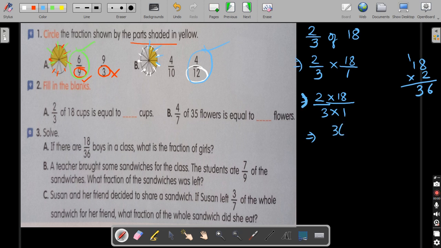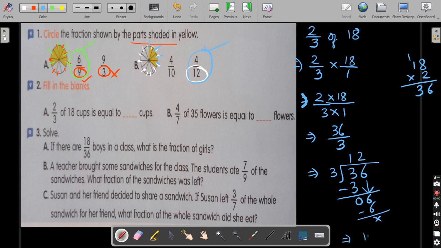Now 36 divided by 3. 3 1s are 3. Now I need to divide this number. If I am dividing 36, 3 1s are 3, I got remainder 0, 6 came here, 3 2s are 6, remainder nil. So what is my final answer dear student? 12. 12 is my answer. So what will be the answer for here? That will be your 12.